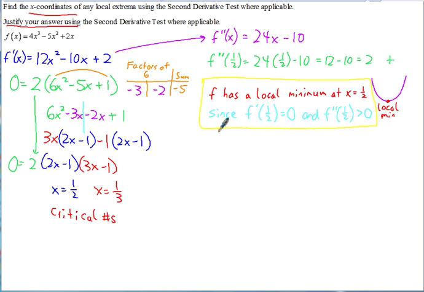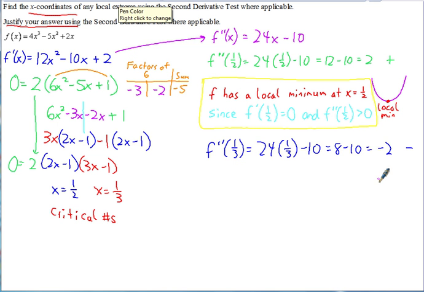Now let's look at our other critical number of 1/3, and let's also substitute that into the second derivative. So f double prime of 1/3 would be 24 times 1/3 minus 10. Well, 24 times a third, 3 goes into 24 8 times, that's 8 minus 10 is negative 2. So since it's negative, that means at 1/3 the graph is concave down, shaped like a frown. And since we know the slope is 0 this time, at that value there has to be a local maximum.